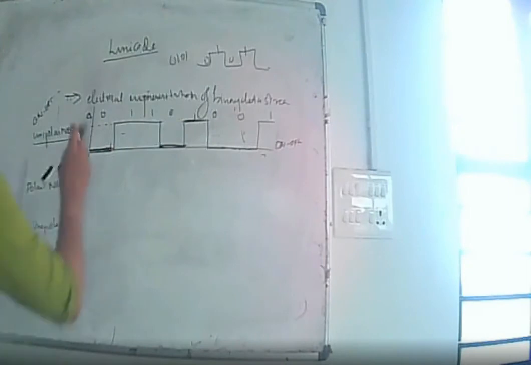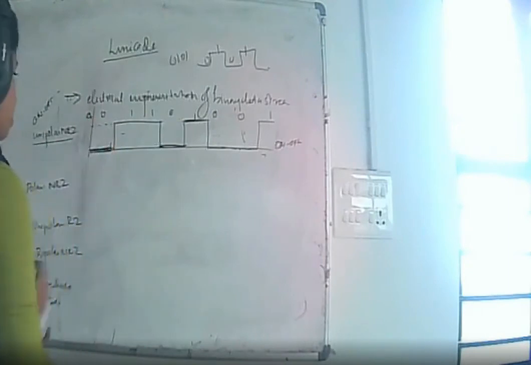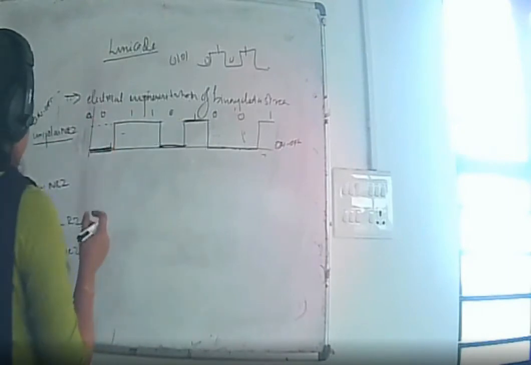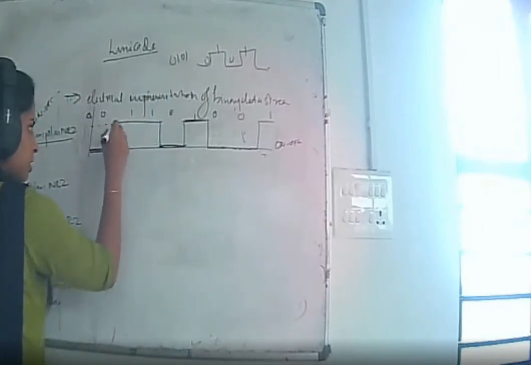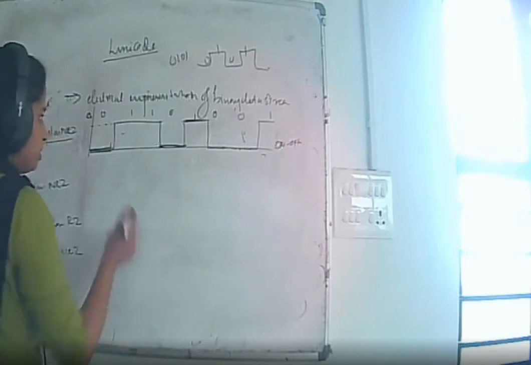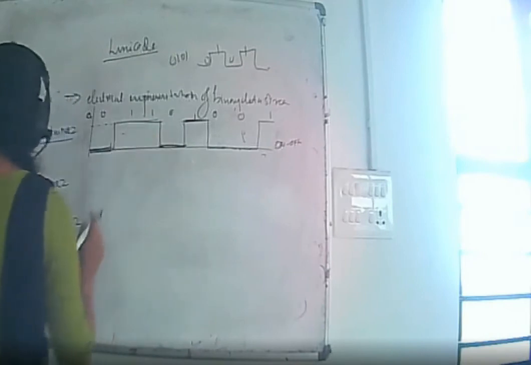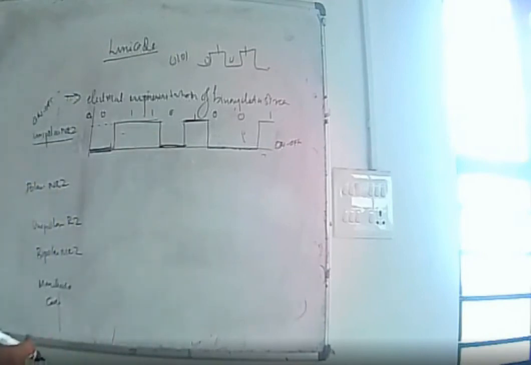And next we will discuss the disadvantage of this unipolar non-return to 0: the waste of power due to transmission of DC level. The DC level is transmitted, and that is a waste of power. So waste of power is a disadvantage of unipolar non-return to 0.